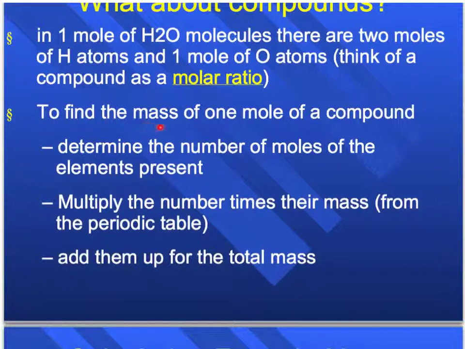It says, to find the mass of 1 mole of a compound, you have to determine the number of moles of each element present, multiply that number times their mass from the periodic table, and add them up.